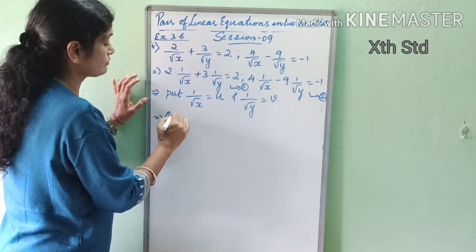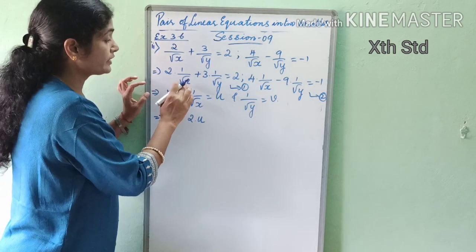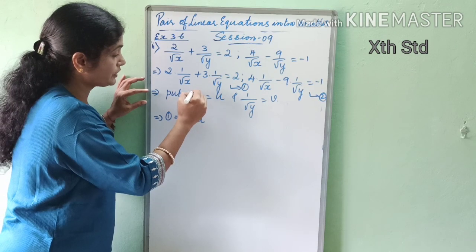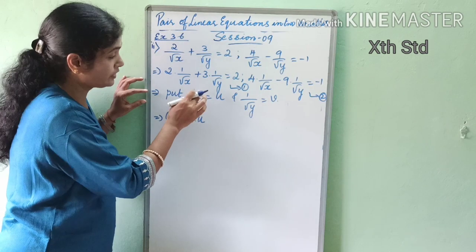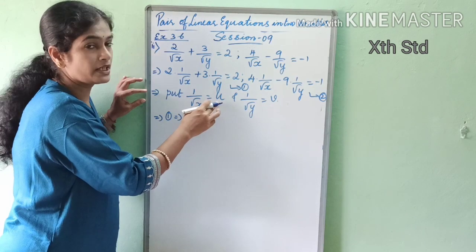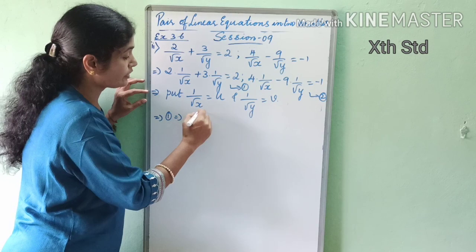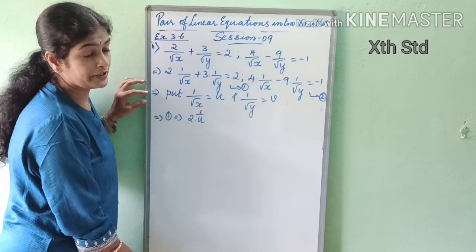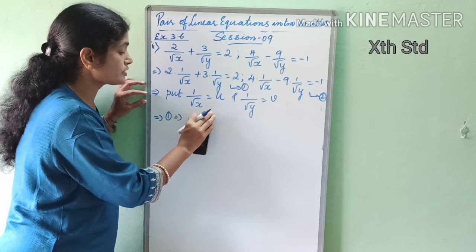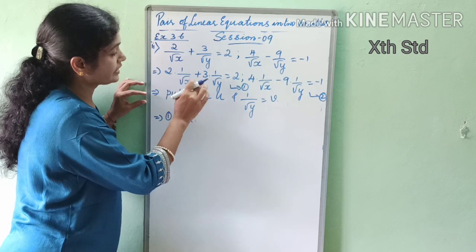Therefore, equation 1 will imply it is 2 into u. See, when we are putting the substitution, just be careful. We are putting 1 by root x, this entire 1 by root x is replaced by u. So you should write it as 2 into u, not like 2 into 1 by u. It is wrong. Then there is no use of you substituting it back again. Okay, so 1 by root x is taken as u.